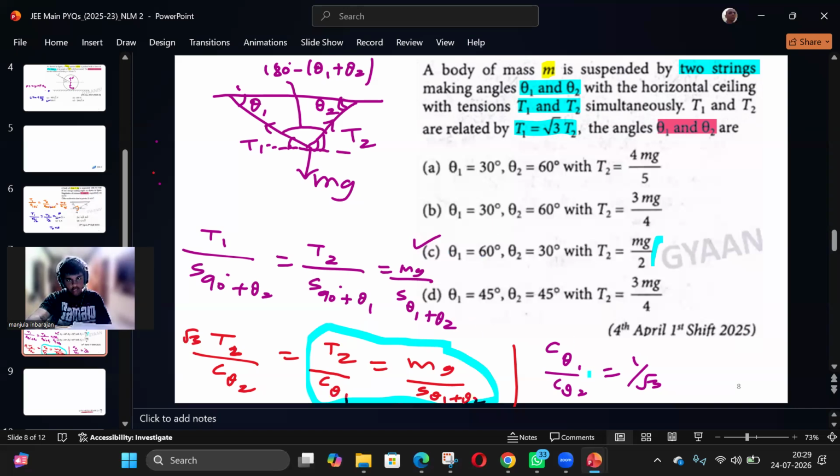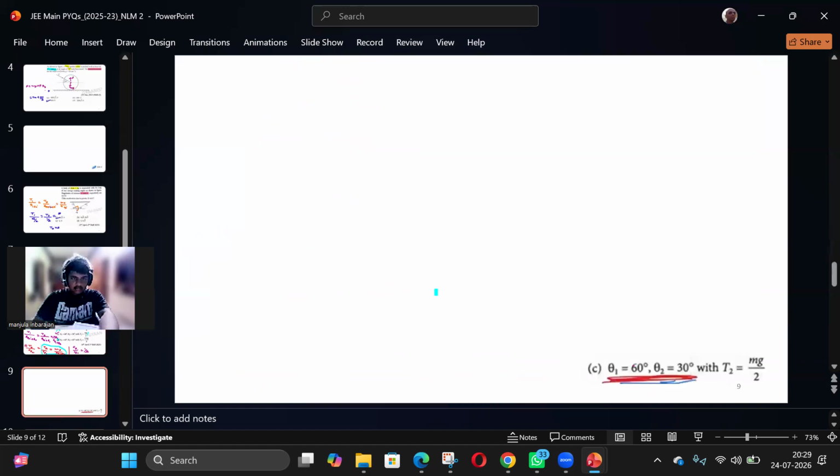So here I'm not exactly solving for theta 1, theta 2. I'm just looking at the options and eliminating them. Understood? So this is gone. This is gone. B is also gone. D is also gone. And then I'm getting C. Elimination method of answers.